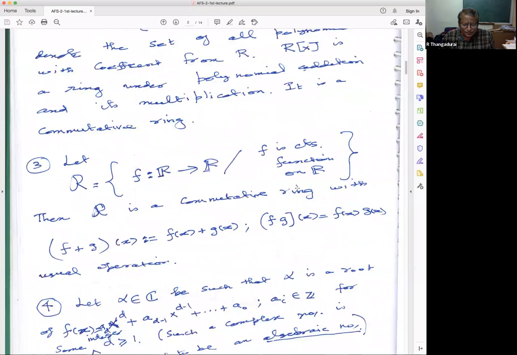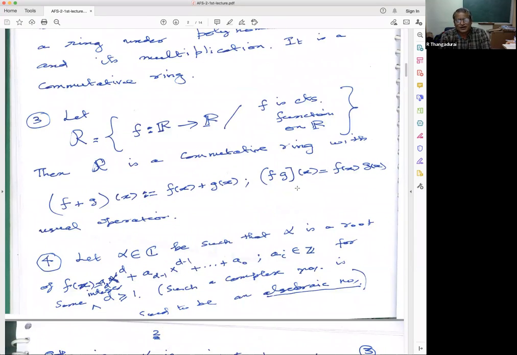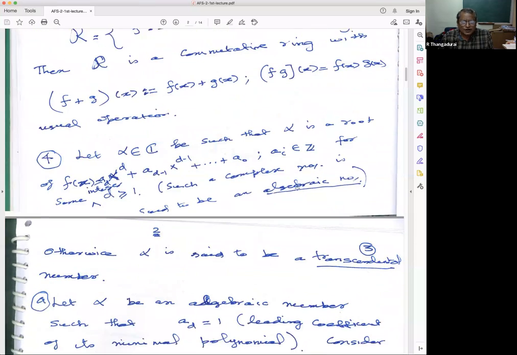Another example is the collection of all continuous functions from the real numbers R to R, where f is continuous on R. Then this is a commutative ring with respect to function addition and multiplication. We know if f is continuous and g is continuous, then f plus g is continuous and f times g is continuous. So we can put these operations on this set, script R. Again, we can check all these properties, and this forms a ring. And indeed, it is a commutative ring just because the real numbers commute. f(x) times g(x) is the same as g(x) times f(x). That is the reason.